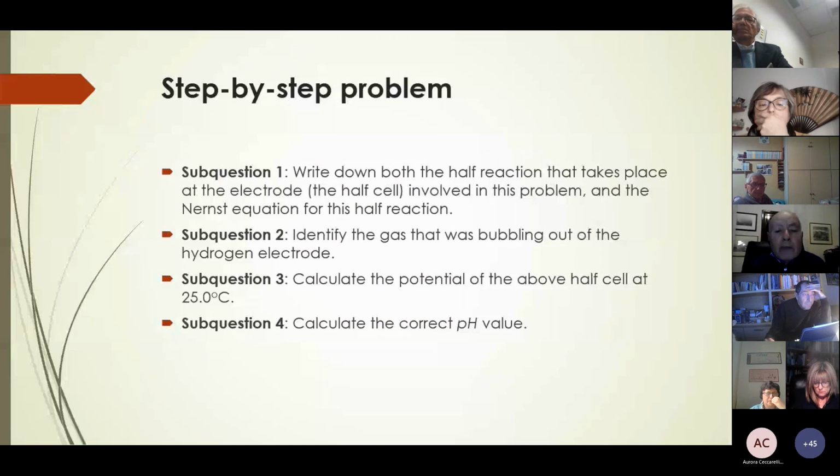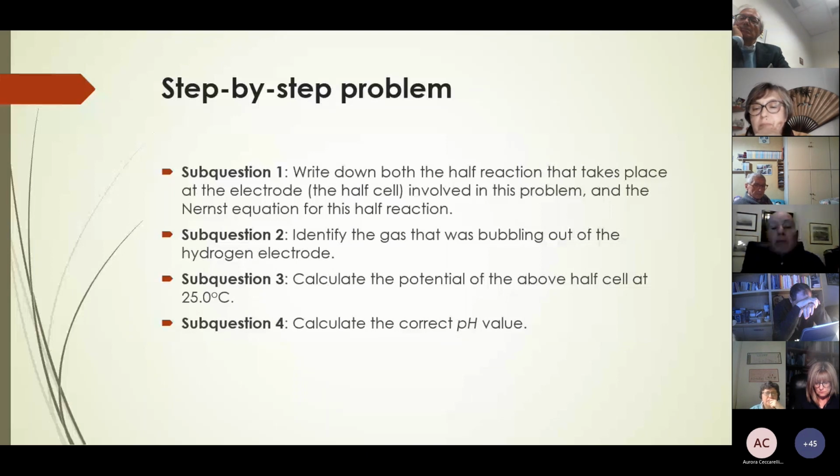Sub-question 1, write down both the half reaction that takes place at the electrode involved in this problem and the Nernst equation for this half reaction. Sub-question 2, identify the gas that was bubbling out of the hydrogen electrode. Sub-question 3, calculate the potential of the above half cell at 25 degrees. And sub-question 4, calculate the correct.